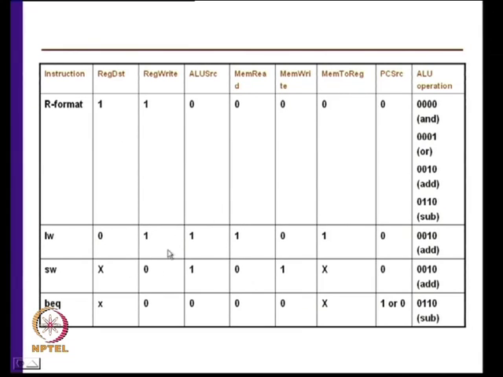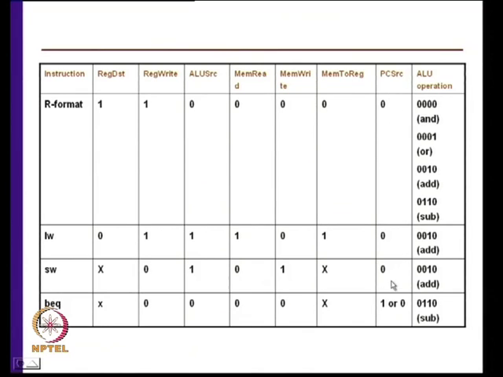Then for load word, the various control signals to be generated are shown here. Register destination has to be 0, register write has to be 1 because you are loading, ALU source has to be 1, accordingly the multiplexer path will be selected, then memory read has to be 1, memory write has to be 0 for load, and then memory to register has to be 1. Similarly, for store they will be different: register write has to be 0, ALU source has to be 1, memory read has to be 0, memory write has to be 1. So memory read and memory write are complements of each other, and memory to register is redundant in this case.